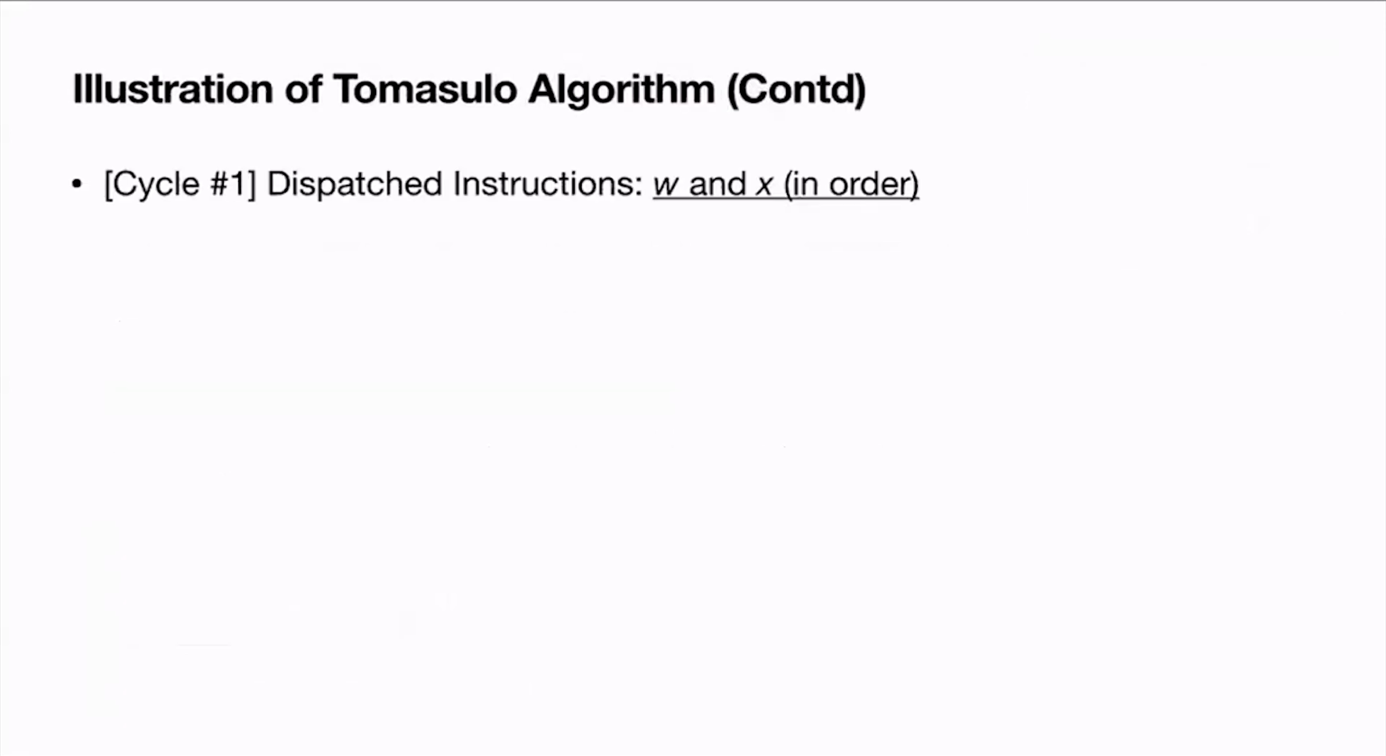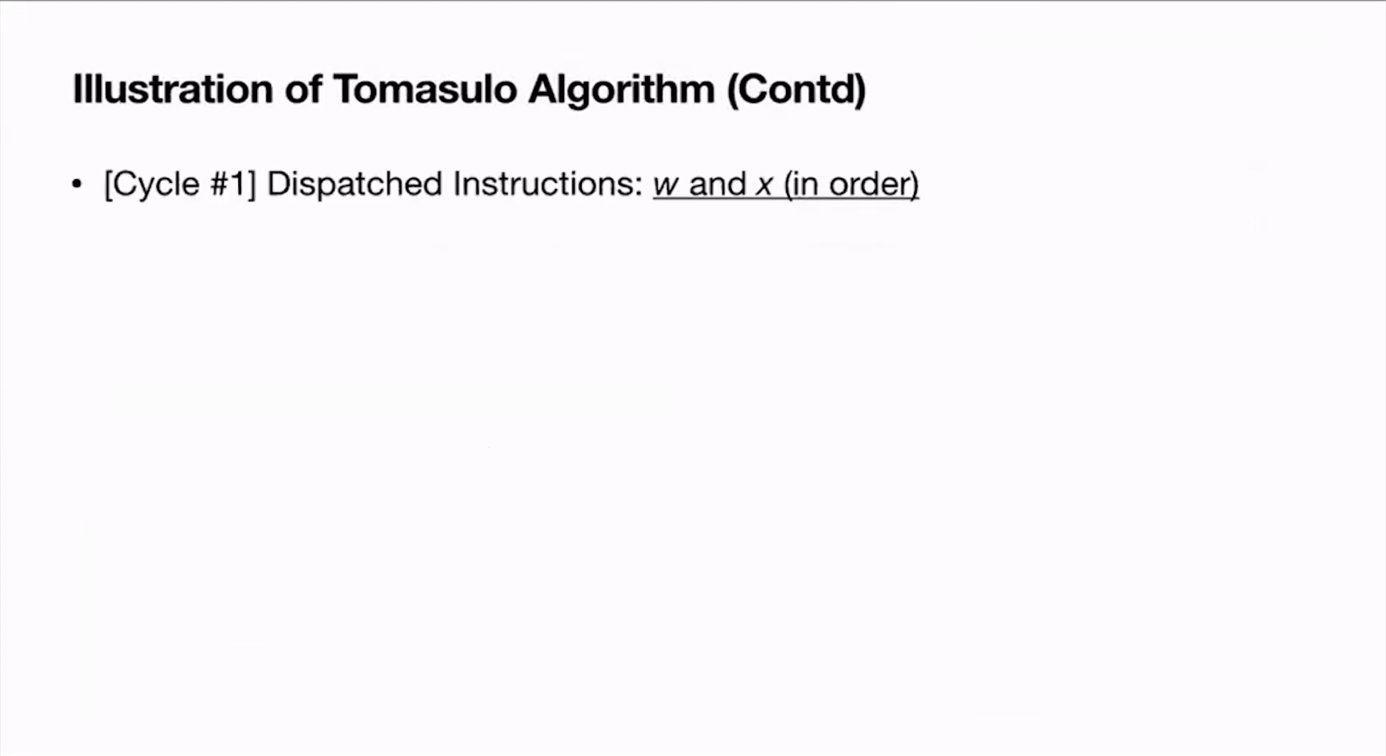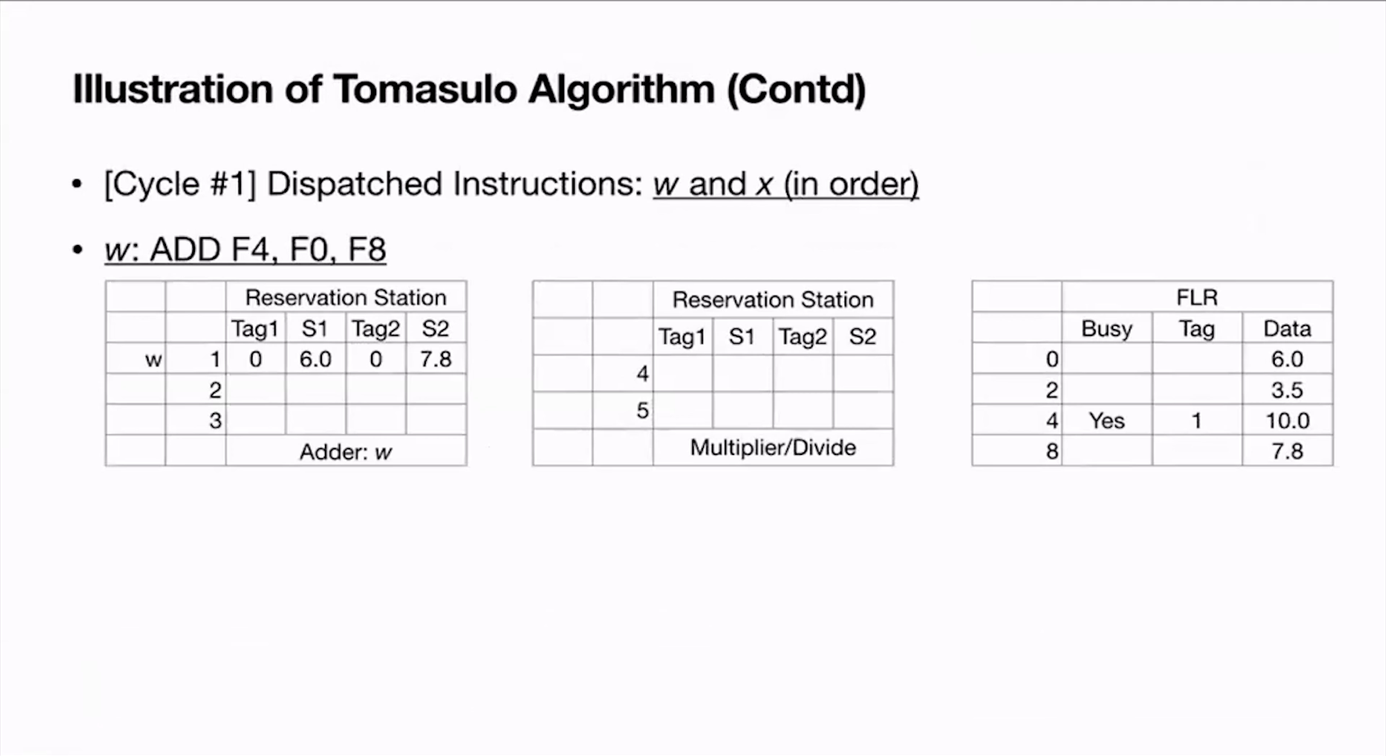In the first cycle, we are going to dispatch 2 instructions. We dispatch W and X in program order. First W will be issued, and then X is issued. W is add F4, F0, F8, so we issue that to the reservation station associated with the adder. It has two source operands, F0 and F8. Because the values are already available in the FLR, we read the values: F0 is 6 and F8 is 7.8. We read the data from the FLR and send it to the reservation station.